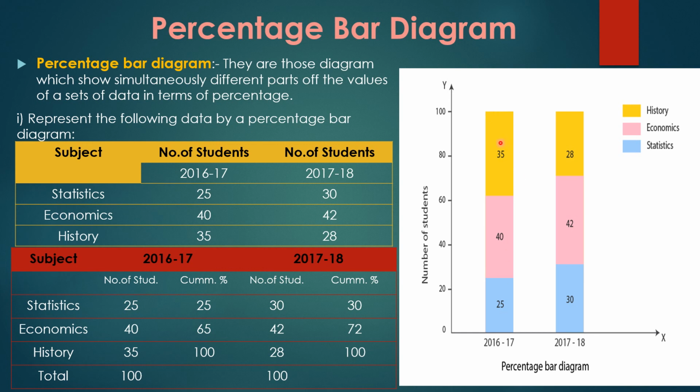This yellow color represents history. Here also, how it is different from the subdivided bar diagram is that we are keeping the maximum percentage, definitely 100. So keeping 100 as the maximum limit, two bars will be drawn, of two different years. Then the division will be done accordingly, taking the cumulative percentage into account. In this way, we have represented the data in the form of a percentage bar diagram.